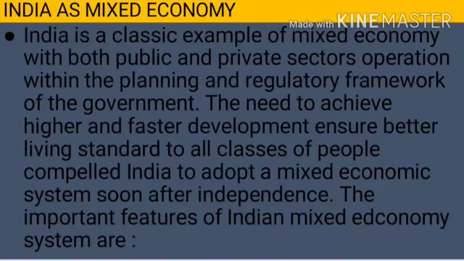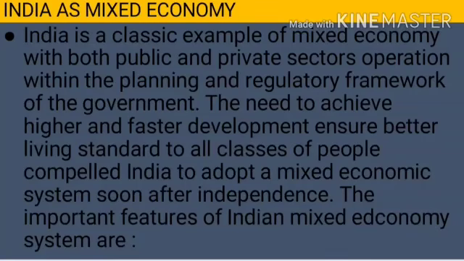India is a classical example of mixed economy, with both public and private sector operating within the planning and regulating framework of the government. So we have already learned the features of mixed economy. The best example of mixed economy is our country, that is Indian economy, where there is both public and private sector, but planning and regulating is done by the government.